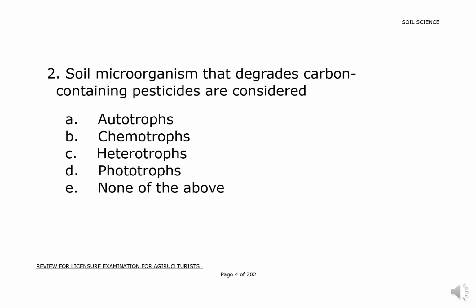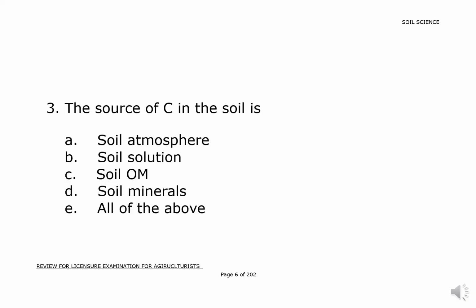Number 2. Soil microorganisms that degrades carbon containing pesticides are considered A. autotrophs, B. chemotrophs, C. heterotrophs, D. phototrophs, or E. none of the above. The answer is heterotrophs.